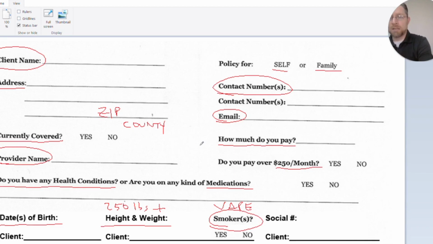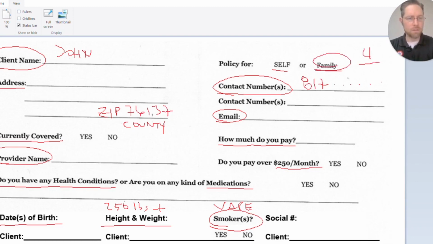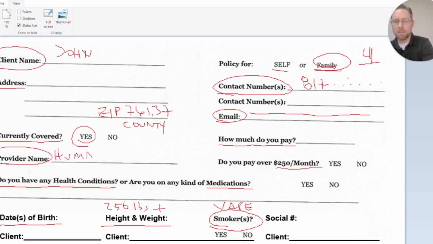Ask their name. Let's pretend we're talking to John. John lives in Fort Worth, 76137. Okay. I get a phone number for John, 817 whatever. Let's pretend he's going for a family of 4. So I'll write the 4 over here. We get an email. John says he's currently covered. He has Humana on a group plan. But he's been laid off. Let's say John pays about $900 a month for his plan.